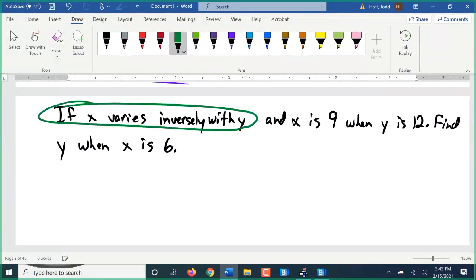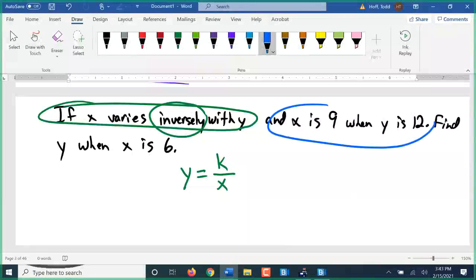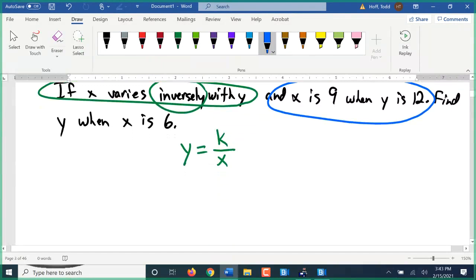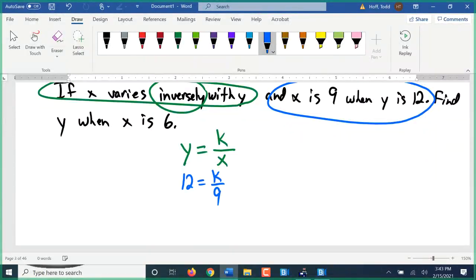What's this tell us? X varies inversely with y. The form there is y equals k divided by x. Inversely is divided by x. So that's what that piece is telling us. Next piece of information here. X is 9 when y is 12. What do we do with that? Put them in. So 12 goes in for y. 9 goes in for x. And then?